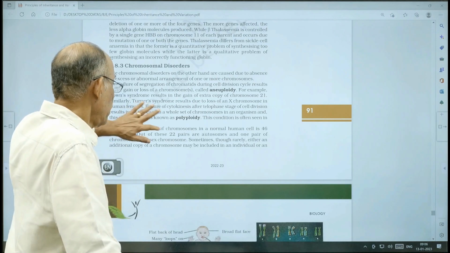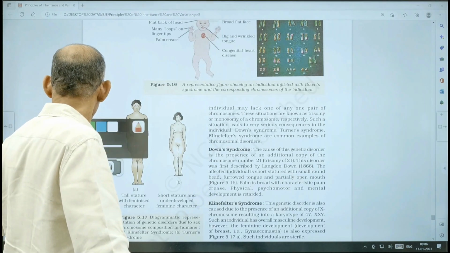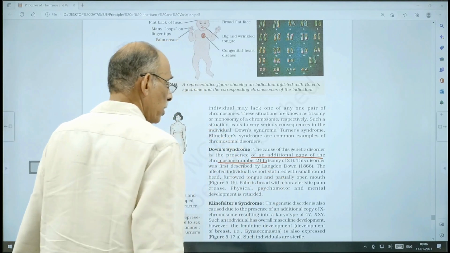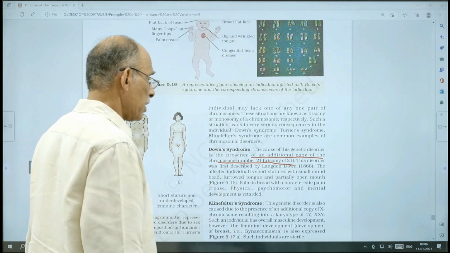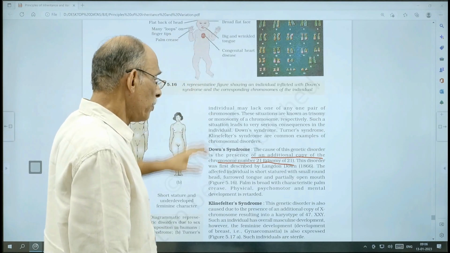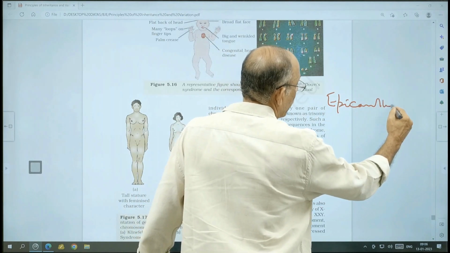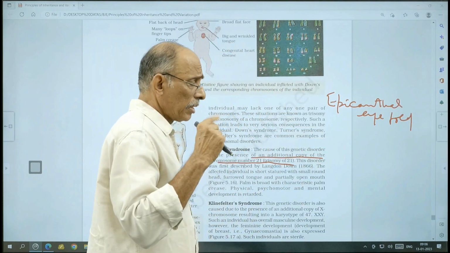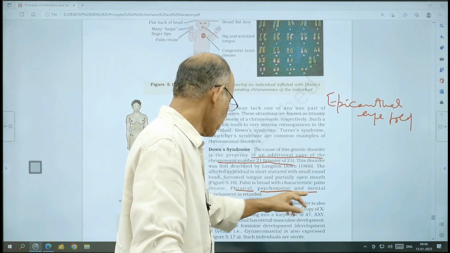First is Down syndrome. Down syndrome is a genetic disease with an additional copy of chromosome 21, that is trisomy 21. The baby will have congenital heart disease, a broad flat face, many loops on the creases, and an epicanthal eye fold. The eyelids will be very thick, and that is the epicanthal eye fold, and physical and psychomotor mental ability is very low.